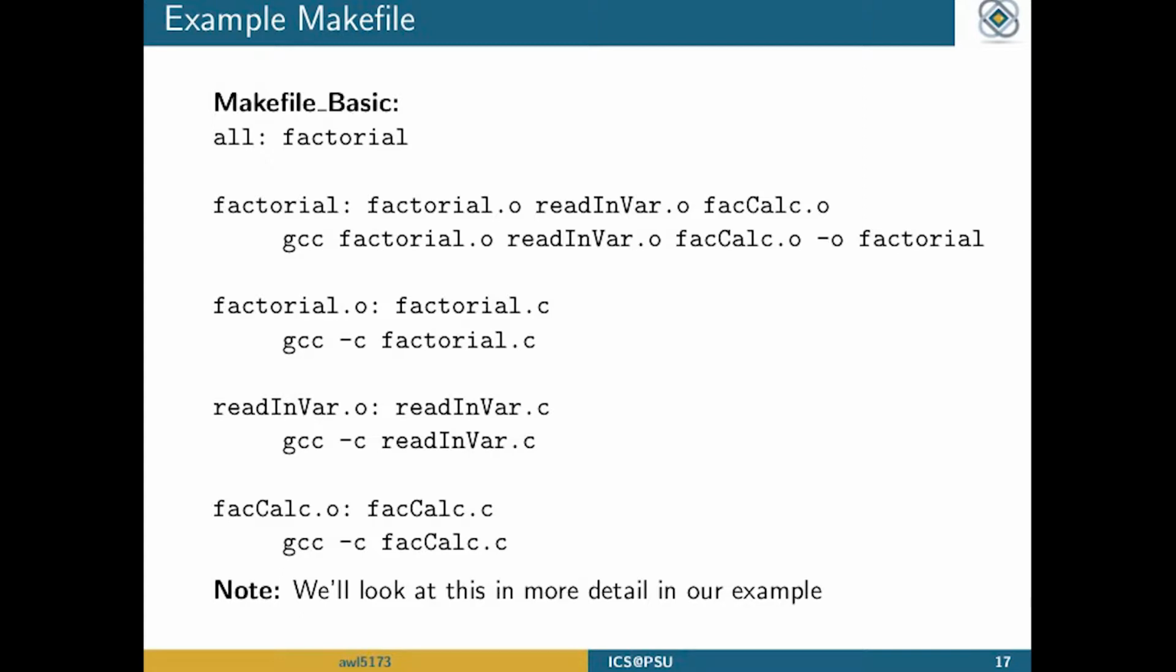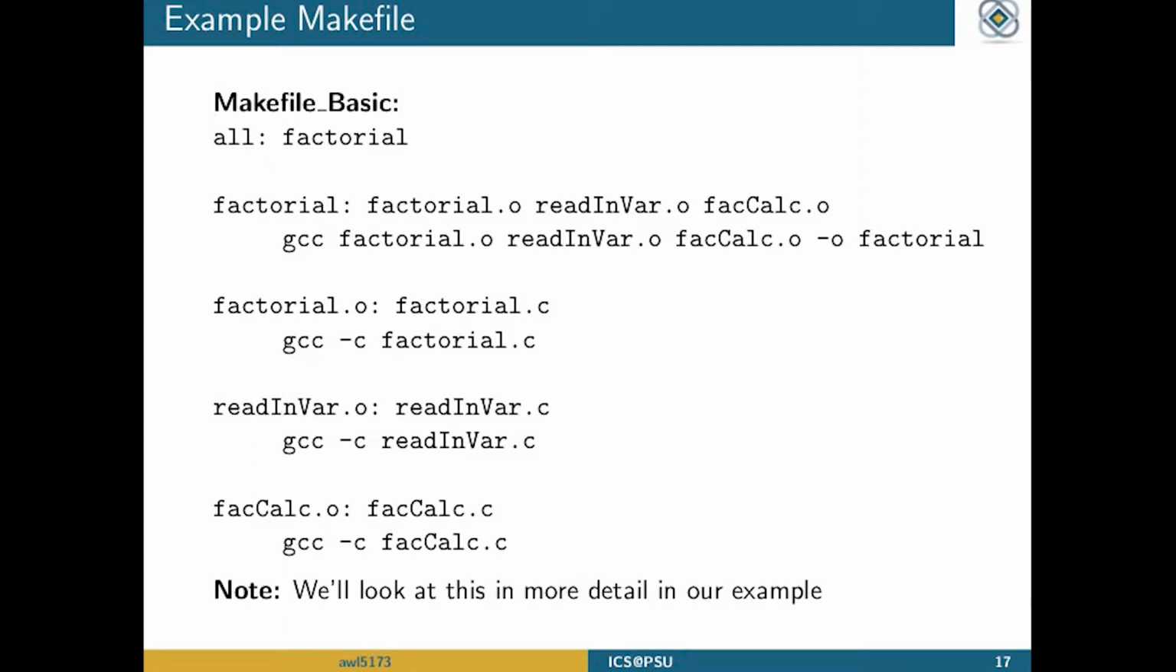And in order to create factorial, we depend on these different objects: factorial.o, readinvar.o, and factcalc.o. So within factorial, all it does is it calls a subroutine called readinvar, which is in a separate file, and that says, all right, what number should I take the factorial of? And asks you to input a number. And then factorial calls factcalc, which actually calculates the factorial, and then it spits it out to you.